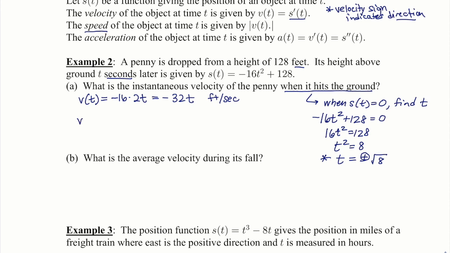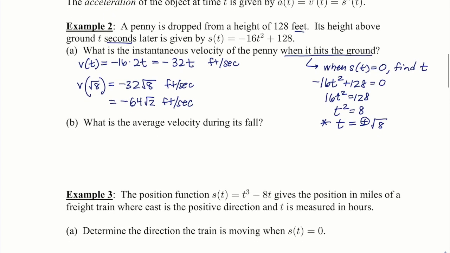So v of t would be negative 32t feet per second. And so we want v at square root of 8. So negative 32 times the square root of 8 feet per second. If you want to clean that up, square root of 8 is the same as 2 times the square root of 2, so we could say negative 64 times the square root of 2 feet per second. So that's the instantaneous velocity, the velocity at an instant when it's hitting the ground. So we find the t and we plug that in.